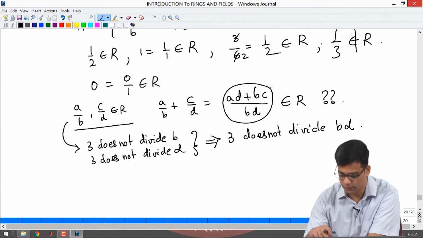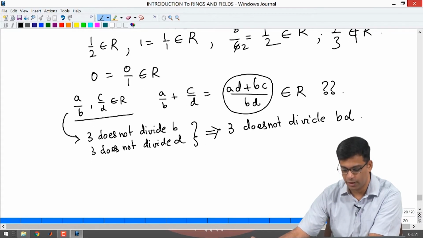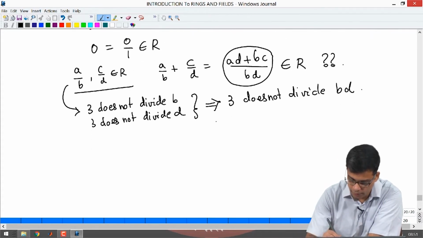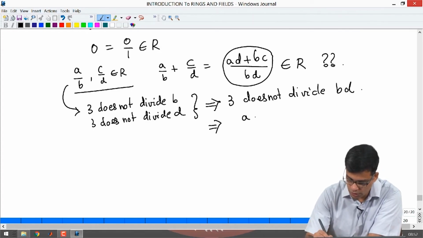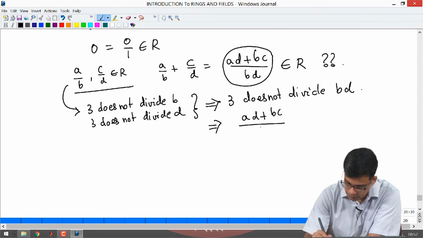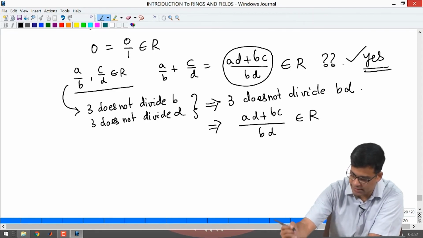BD itself is not divisible by 3. So, after cancelling common factors, it will retain that property, right. So, 3 will not divide whatever is the denominator after you cancel the common factors. So, in other words, AD plus BC by BD is in R, right. So, the answer to this question is yes.